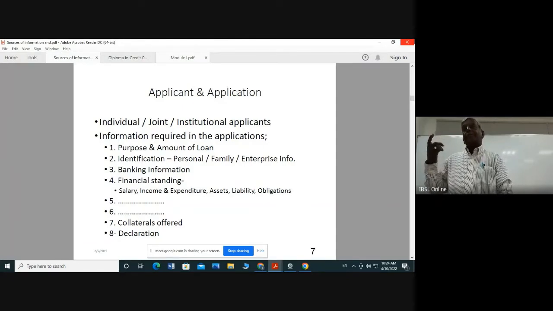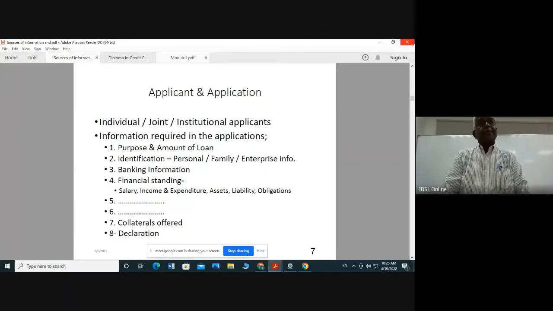Enterprise information may be a business registration number. If it is a sole proprietorship or a partnership, there will definitely be a registration number. If it is a company, the incorporation number, that is the registration number of the company. Then banking information: which bank they are banking with. Then financial standing: salary, income, expenditure, assets, liability, obligations. When you go through the application, this information is called for. The customer has to fill it in and give it.